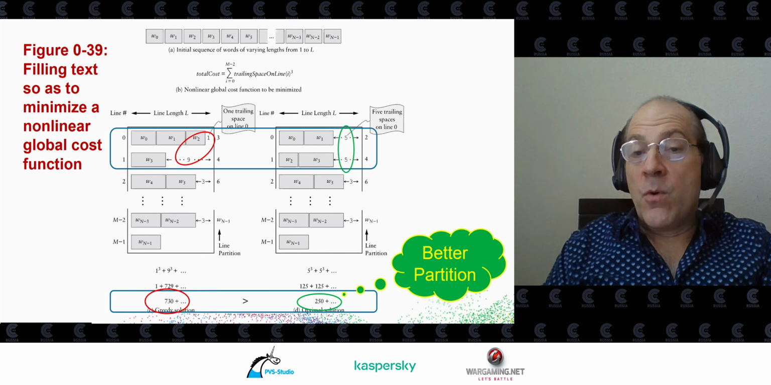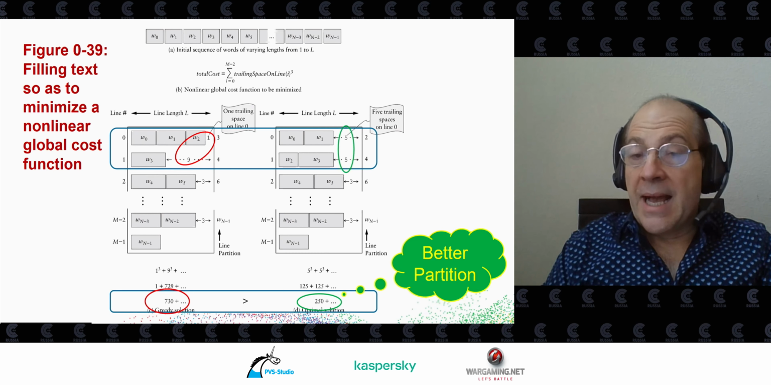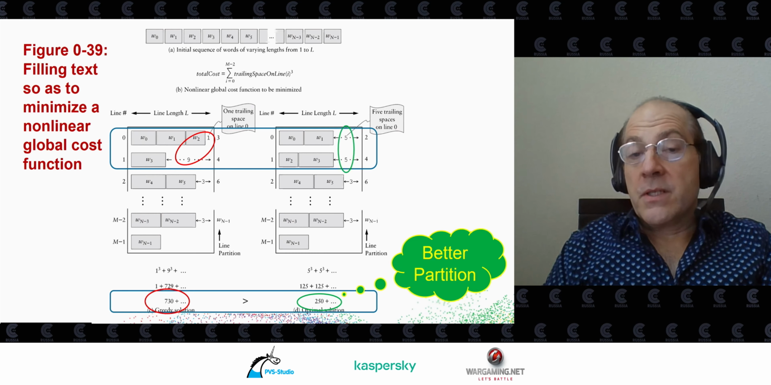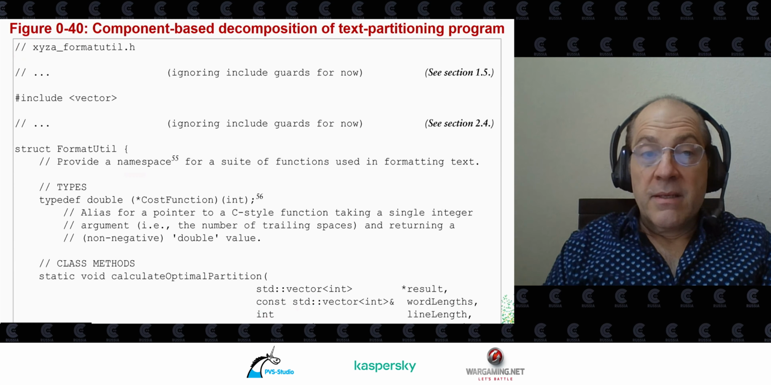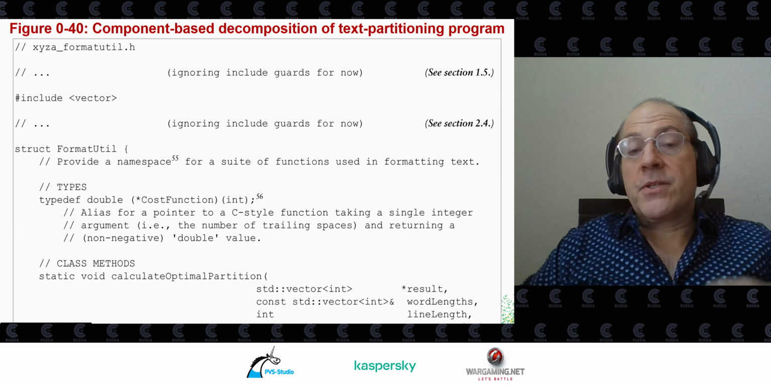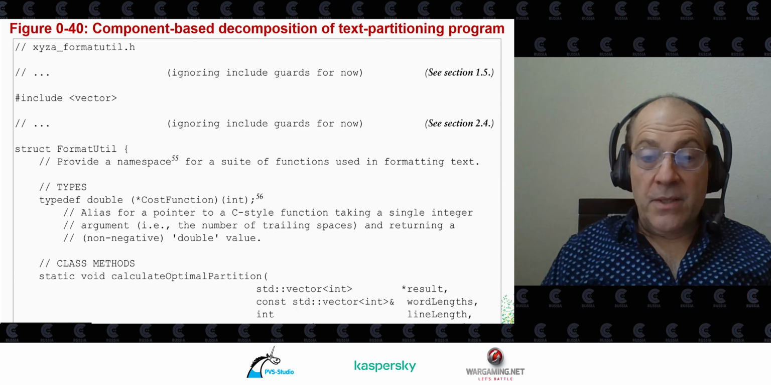So we now have a formula for what we want to do, and now I want to solve this problem. How do I solve this problem? I'm going to propose a recursive, top-down solution. But before I describe the solution, let me describe the code.